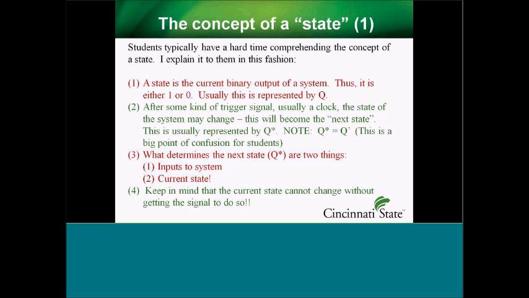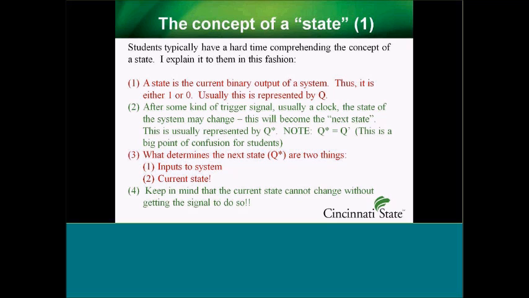Now you get some kind of a trigger signal, usually a clock, so the system may change. If it's 0, it may stay 0, or it'll be 1. That's kind of the idea. Whatever that is, it'll become the next state. The state is usually represented, at least in most digital electronics books, as Q, and the next state is represented by Q star. That means that's where it's going next.